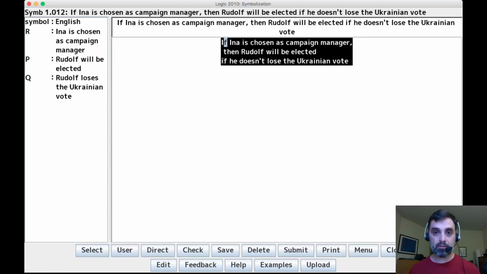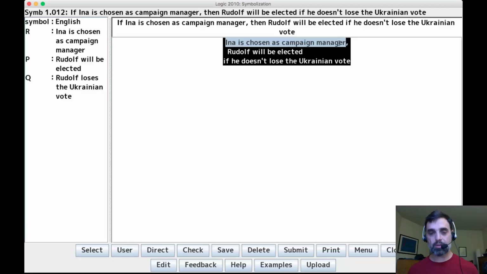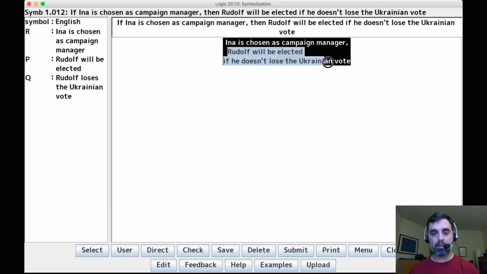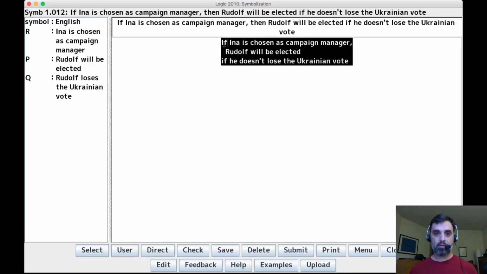Now let's check this if. So suppose we remove this if. Well, if we do, it's hooked up with this then, so we should remove this then as well. And then we have one sentence, Ina is chosen as campaign manager, and another sentence, Rudolph will be elected if he doesn't lose the Ukrainian vote. So this if then also passes the removal test. So we have to decide which of these two conditionals is the main connective of the whole English sentence. Is it this if then, or is it this if?